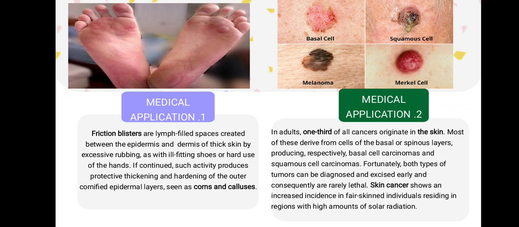Number 2 medical application is that in adults, 1/3 of all cancers originate in the skin. So there are also skin cancers. Most of these derive from cells of the basal or spinous layers, producing respectively basal cell carcinomas and squamous cell carcinomas. Fortunately, both types of tumors can be diagnosed and excised early and consequently are rarely lethal. Skin cancer shows an increased incidence in fair-skinned individuals residing in a region with high amounts of solar radiation.